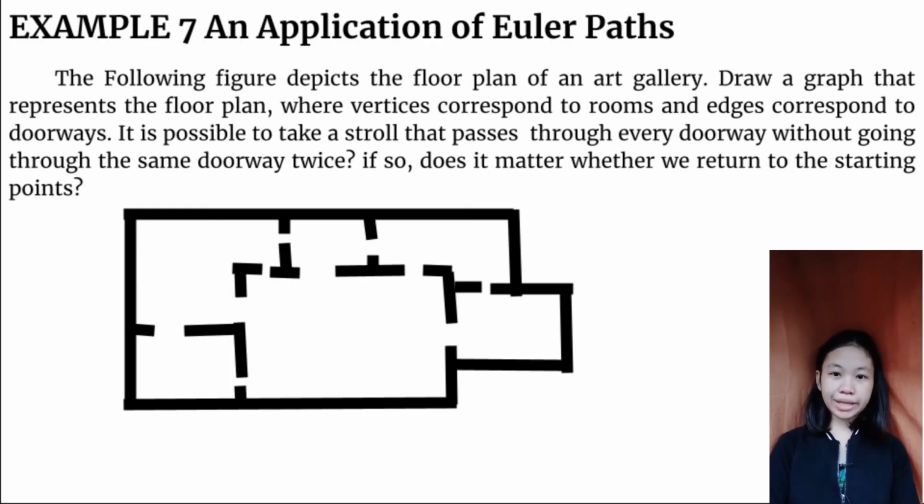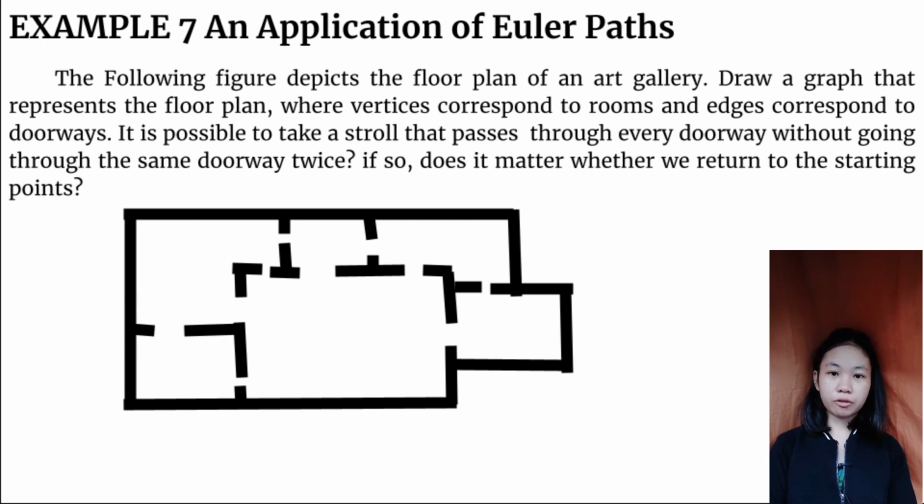Example 7. An application of the Euler path. The following figure depicts a floor plan of an art gallery. Draw a graph that represents the floor plan where vertices correspond to the rooms and edges correspond to the doorways. Is it possible to take a stroll that passes through every doorway without going through the same door twice? If so, does it matter whether we return to the starting point? Let's find out.